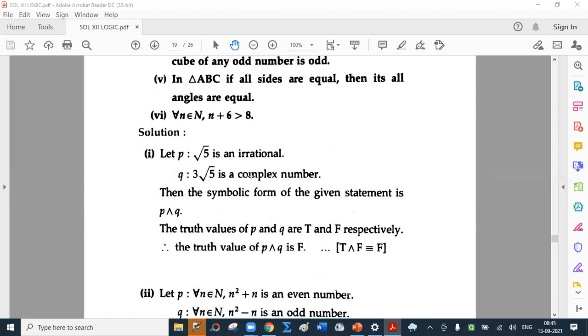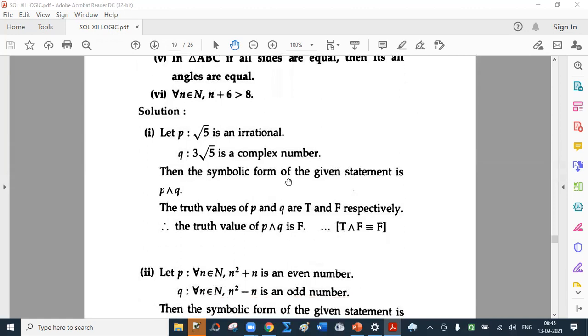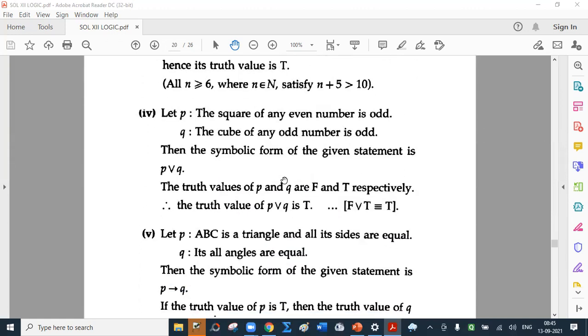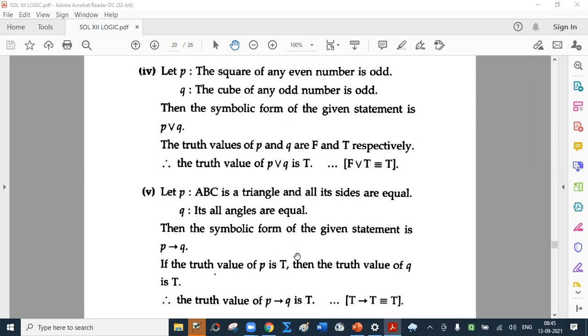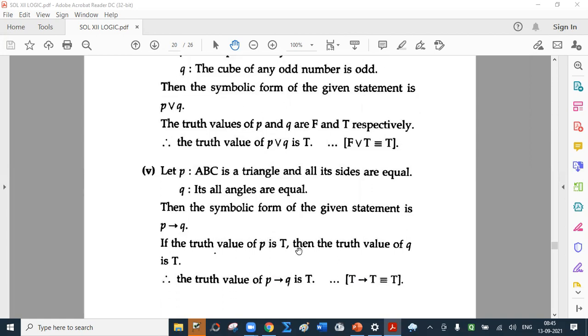Fifth one, in triangle ABC, if all sides are equal, then all its angles are equal. Let P be the statement ABC is a triangle and all its sides are equal. Q be the statement all angles are equal. So the symbolic form is P implies Q. If the truth value of P is true, then the truth value of Q is true. So P implies Q is nothing but true.